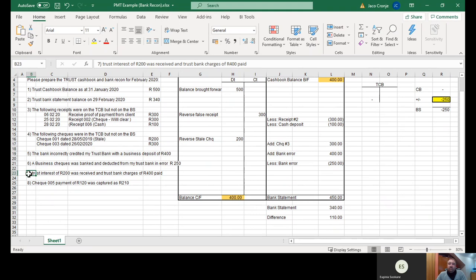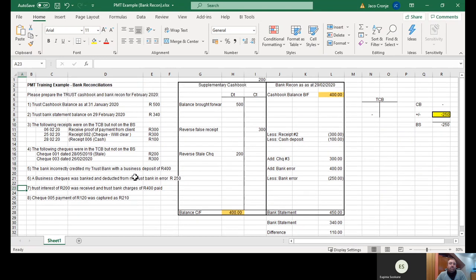Okay, then we get to number 7. Trust interest of 200 Rand was received and trust bank charges of 400 Rand paid. So let's think for a moment, will we add that to our supplementary cash book? Has it been added somewhere in our original cash book? Or is that a bank reconciling item? So let's work it in reverse and say, what is the definition of a bank reconciling item? The answer is, it is something that will pass through my bank account in future. Now, will this happen in future? The answer is no, it has already happened. It's already in my bank account. So that means I can't put it as a bank reconciling item.